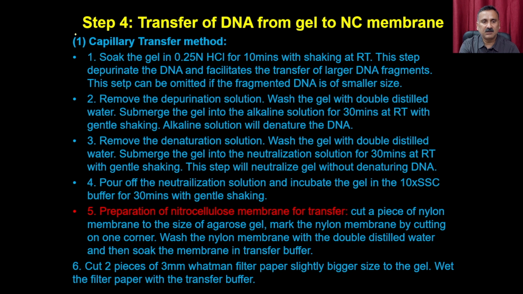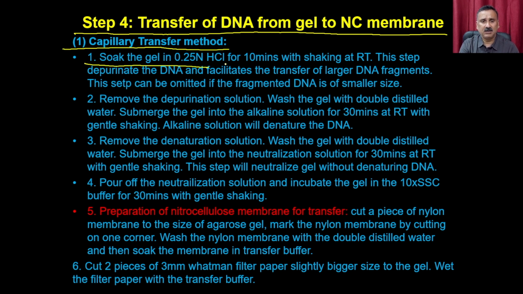Now let's move on to step 4. In step 4, you are going to transfer the DNA from the gel to the nitrocellulose membrane. You have two different methods: either the capillary transfer method or the vacuum manifold. In the capillary transfer method, you are going to soak the gel in 0.2 normal HCl for 10 minutes with shaking at room temperature.